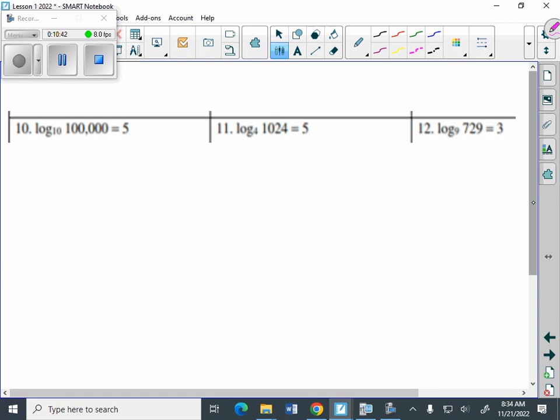On problem number 10, by the way, the base of 10 did not need to be written, but it is in this case. It could be written. It doesn't have to be written. If we curly Q around, this turns into exponentially 10 to the 5th equals 100,000. Again, a logarithm is another way of writing an exponent. Whatever the logarithm equals is the exponent.